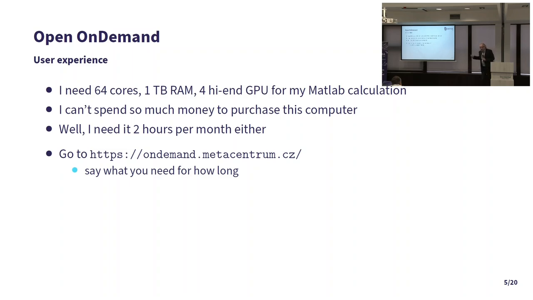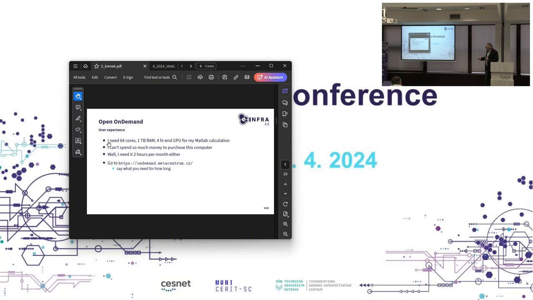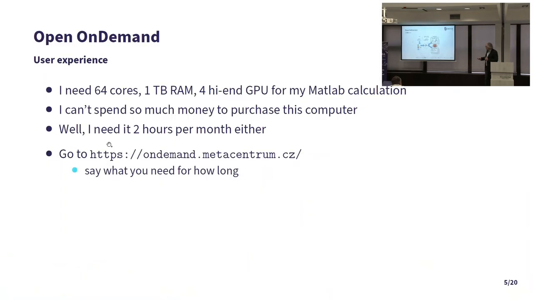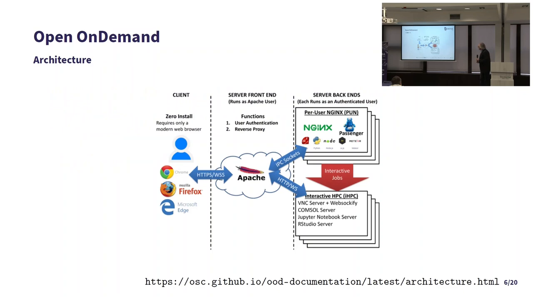So I can go to the OnDemand and just say what I need and for how long I need it, and I get it. I'm somewhat exaggerating here. With the 64 cores and 1 terabyte of memory, I would wait some time, but essentially it works in this way. So this is the architecture of the OnDemand.